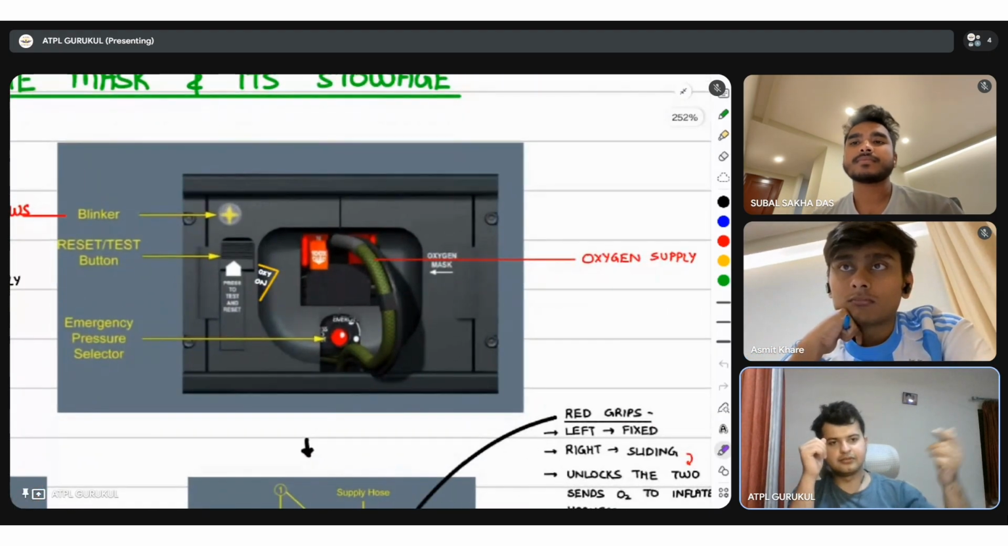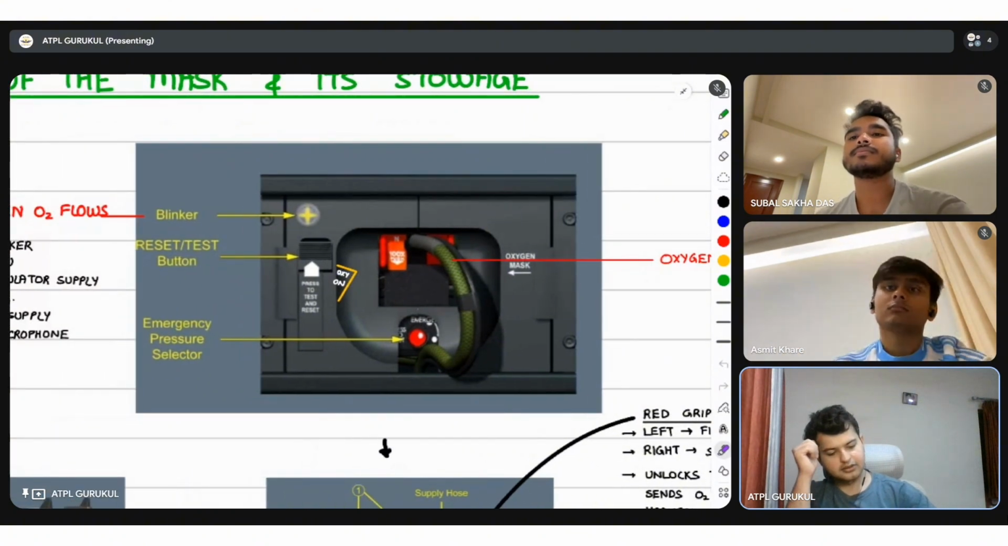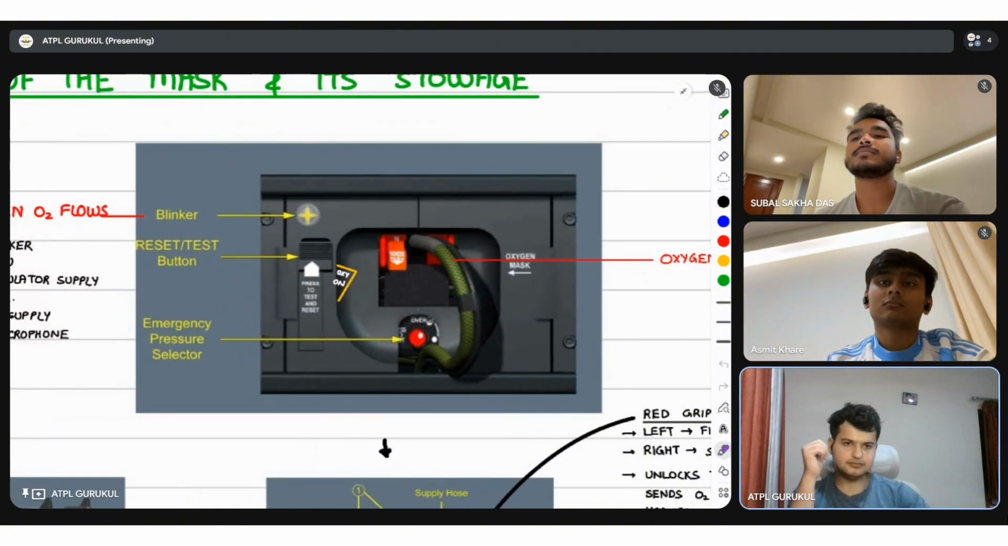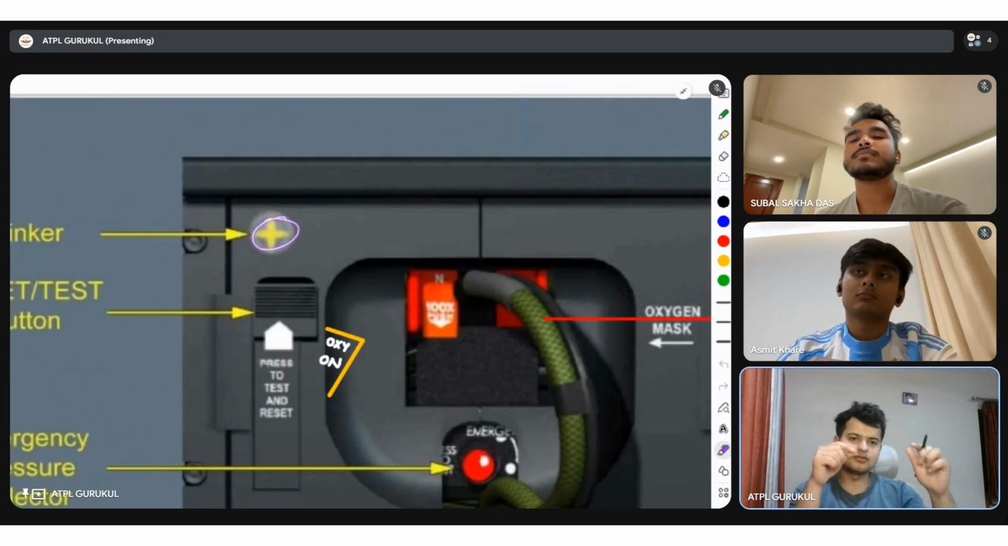When you open the lid, this is exactly what you see. Over here you have a blinker. It's actually not a blinker, this is a rubber kind of a thing only.